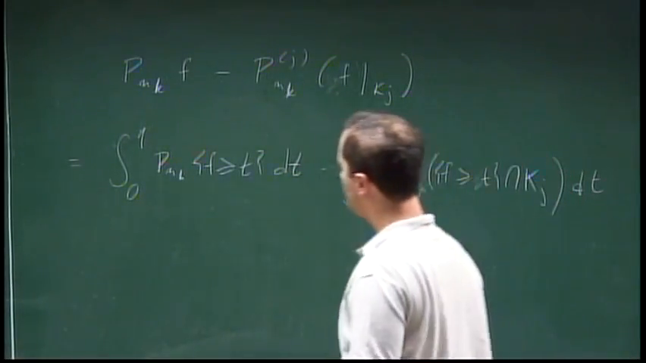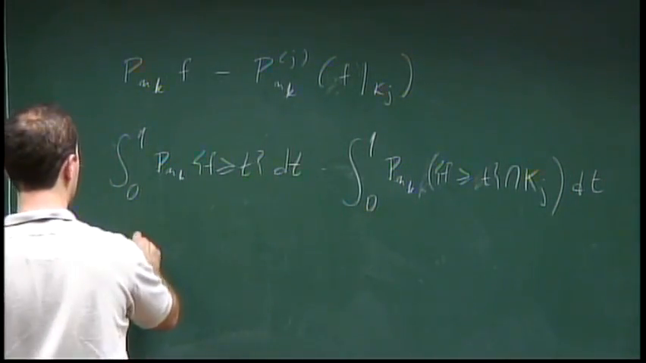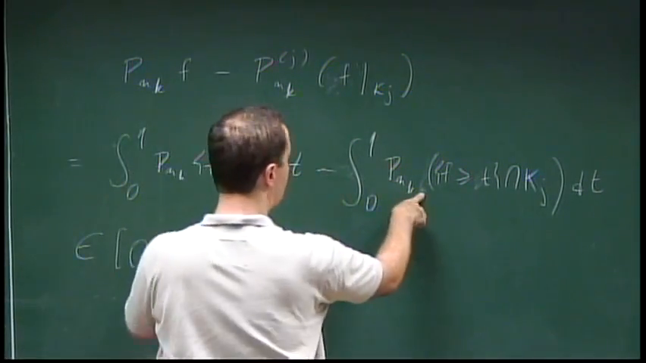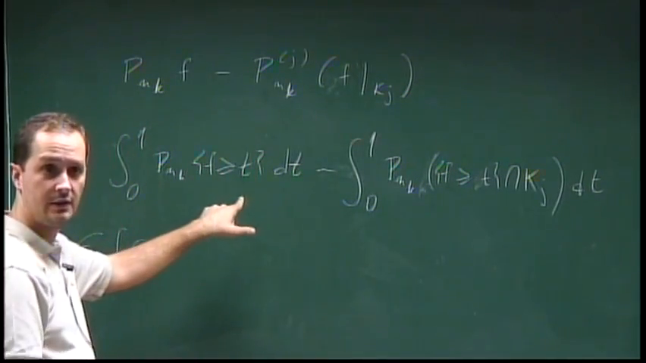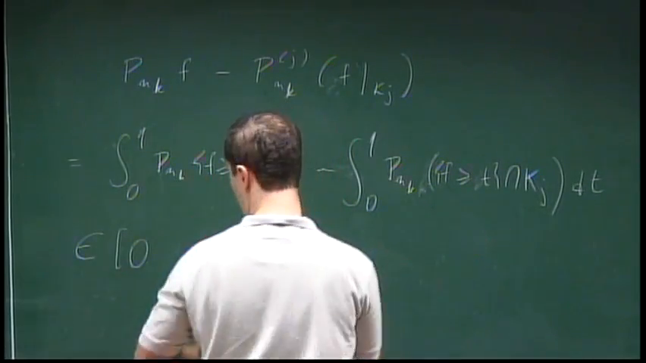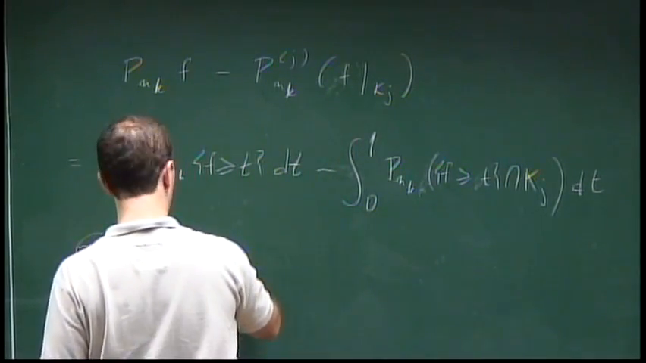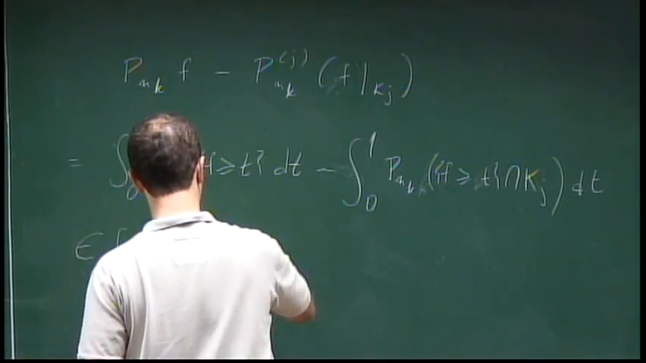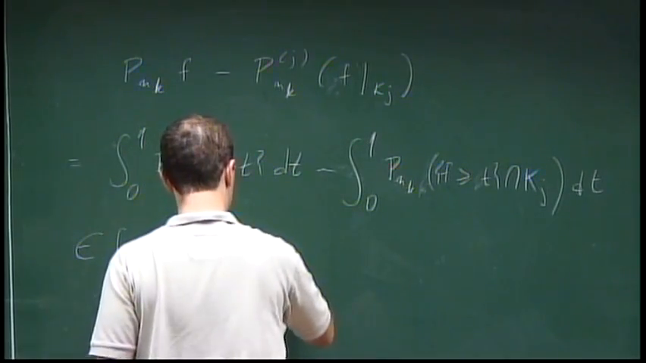So there are two things you can see about this expression. One is that it's bounded below by 0, because this integrand is always less than or equal to this. And it's bounded from above by the difference between these two measures, which is, for each t, bounded by P_n of the complement of K_j.